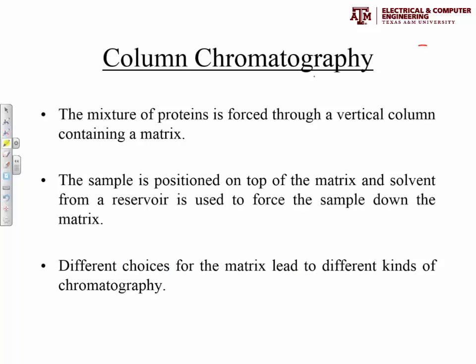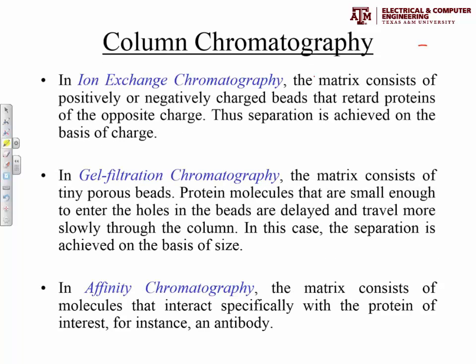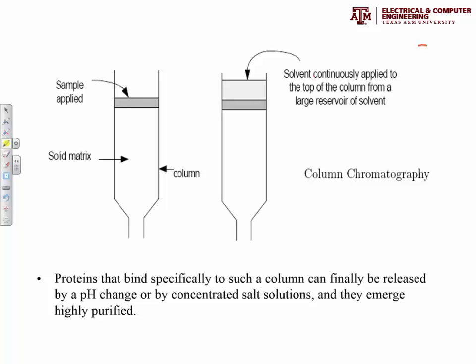So in column chromatography, the mixture of proteins is forced through a vertical column that contains some kind of a matrix. The sample is positioned on top of the matrix, and solvent from a reservoir is used to force the sample down the matrix. And different choices for the matrix will lead to different kinds of chromatography. So I think I have a picture here. So let's look at this picture. So you have a column here, there's a solid matrix. You'll put the sample on this, and then they put some liquid solvent on it to force the sample to go through this solid matrix. And depending on the type of matrix that you have, you'll have different kinds of chromatography.